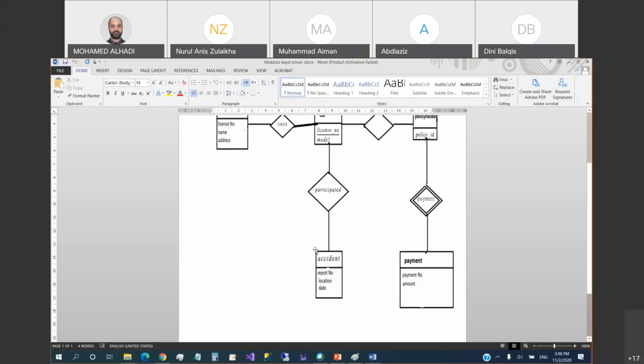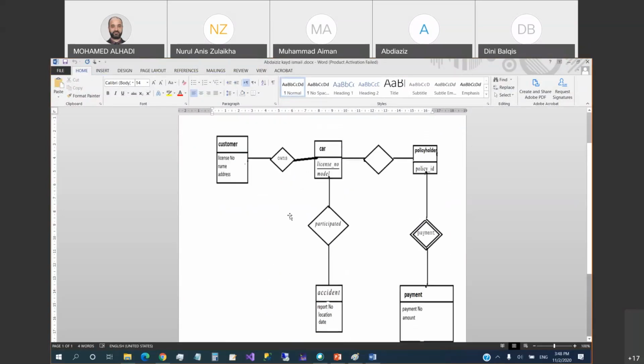Your design is also incomplete. Like this relation has no description. This is not going to be accepted anywhere, and also the cardinality of your relations are not mentioned at all. This is also wrong. And the car has only license number and model, no year. You missed some information. So here you have customer license number, name, address. This one is correct, but you have to mention the underline for the primary key.